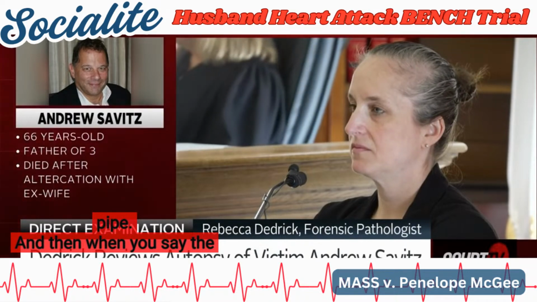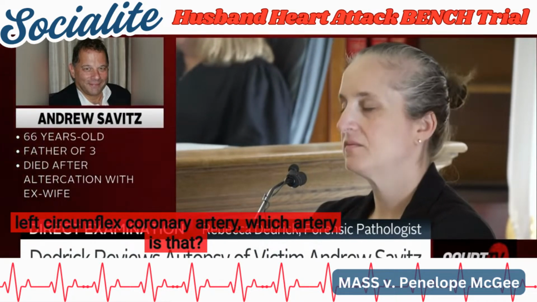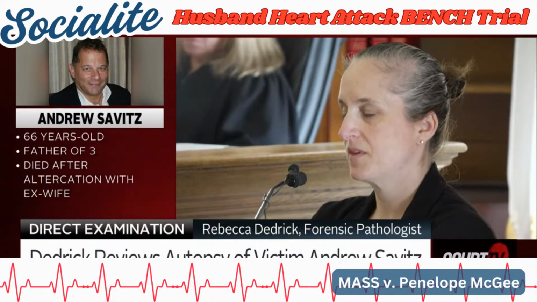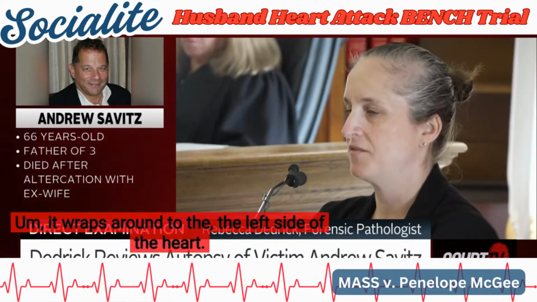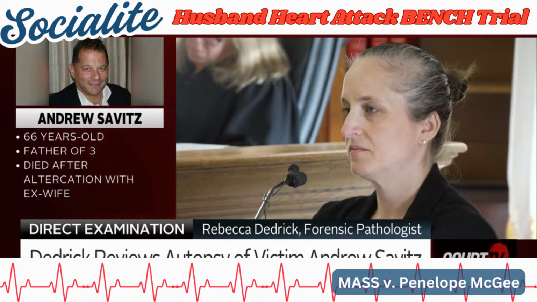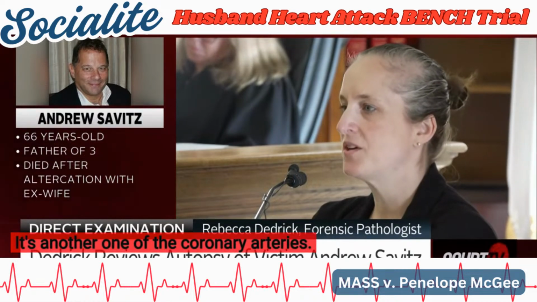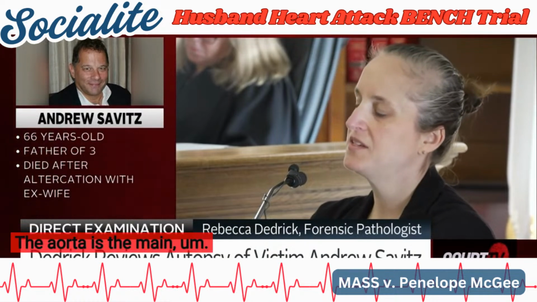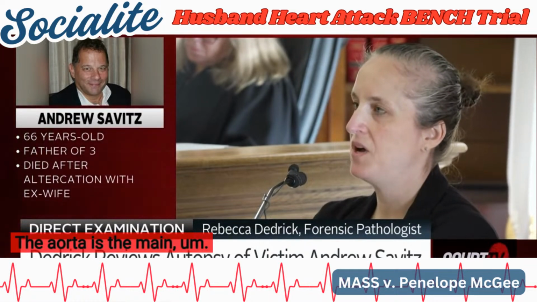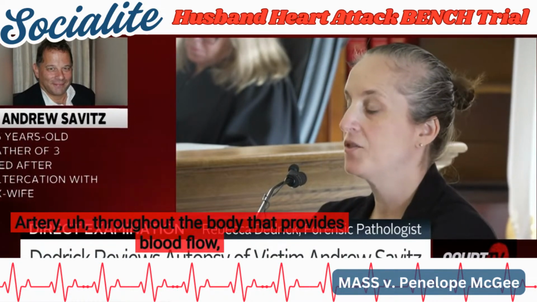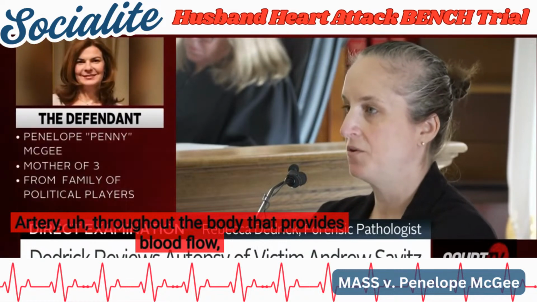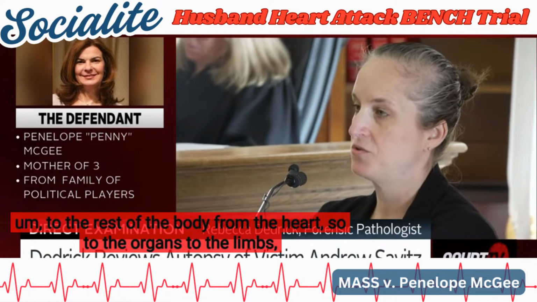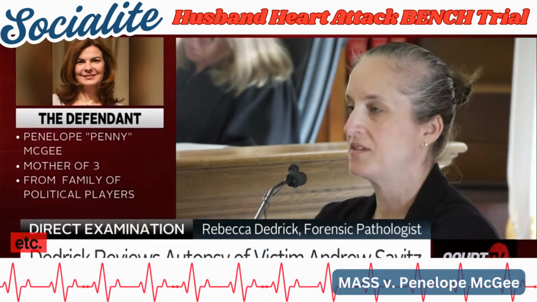And then when you say the left circumflex coronary artery, which artery is that? It wraps around the left side of the heart. It's another one of the coronary arteries. And what is the aorta? The aorta is the main artery throughout the body that provides blood flow to the rest of the body from the heart. So to the organs, to the limbs, etc.